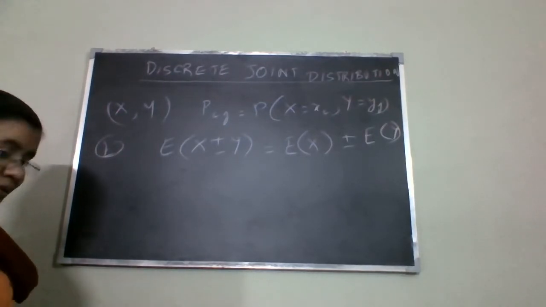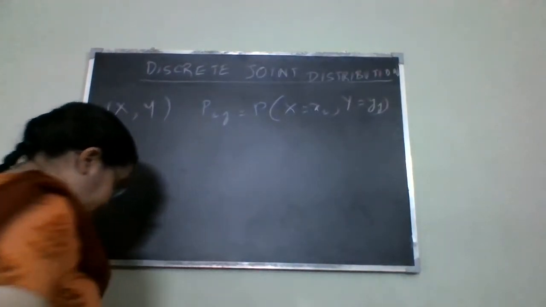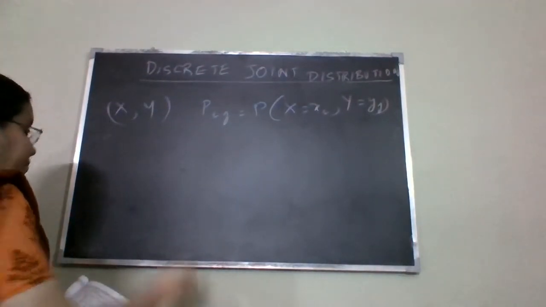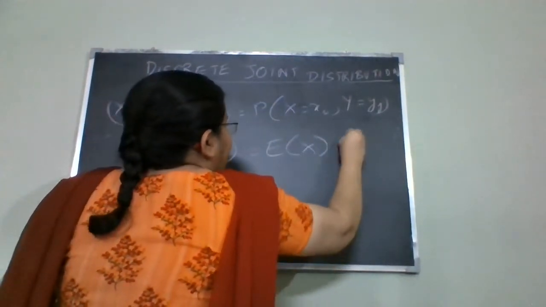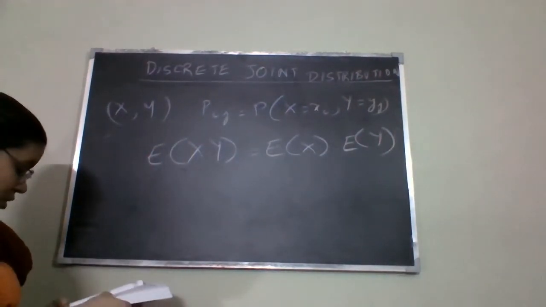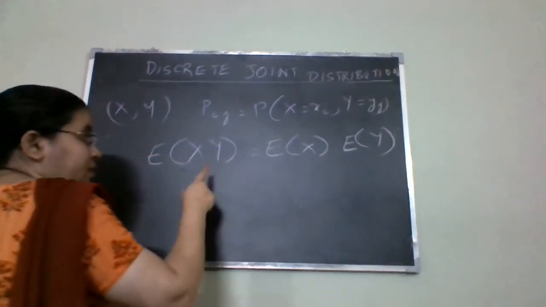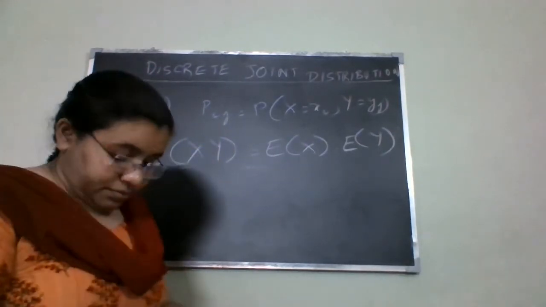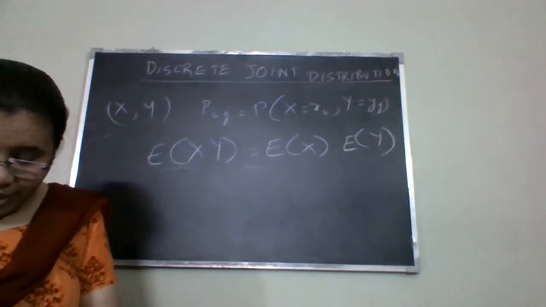Now the next theorem; no proofs are required. The next theorem states that for a joint distribution of X and Y, E(XY) is equal to E(X) dot E(Y). But the converse is not true, meaning E(X) dot E(Y) may not be equal to E(XY). This is applicable, but not the reverse. This is my theorem 2.